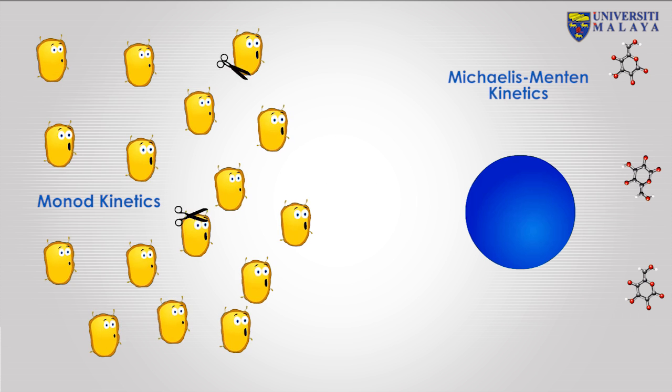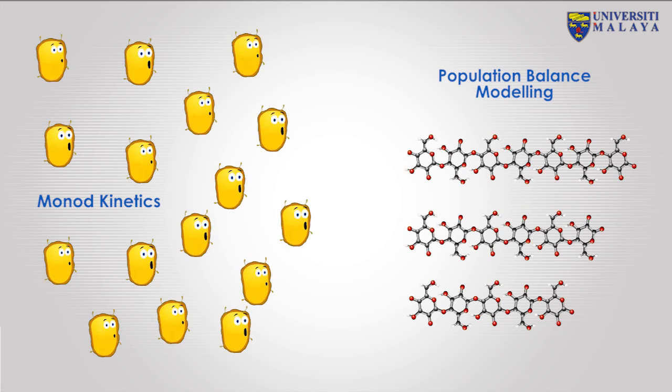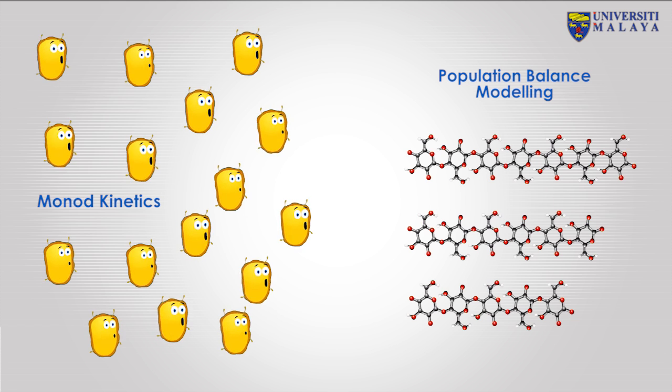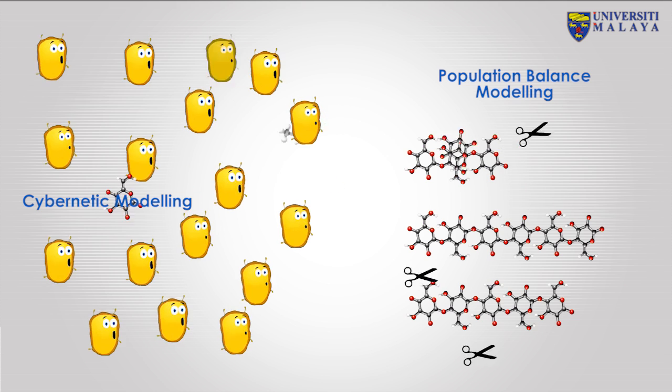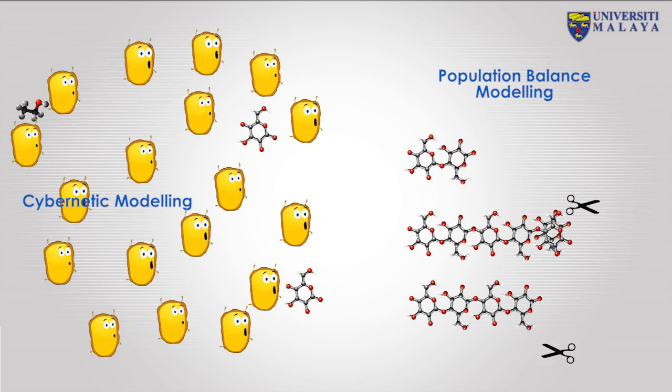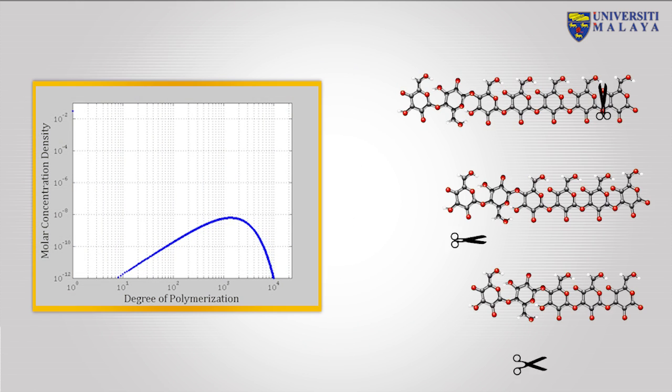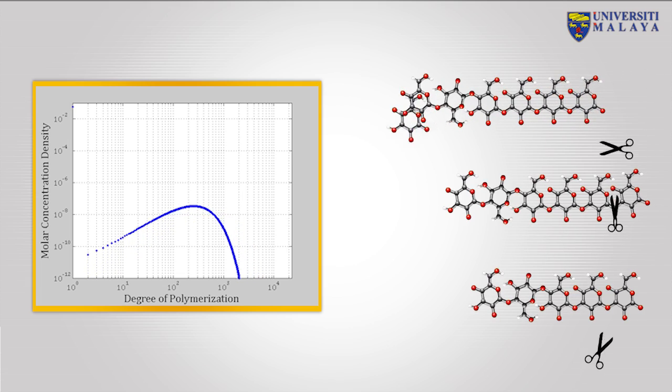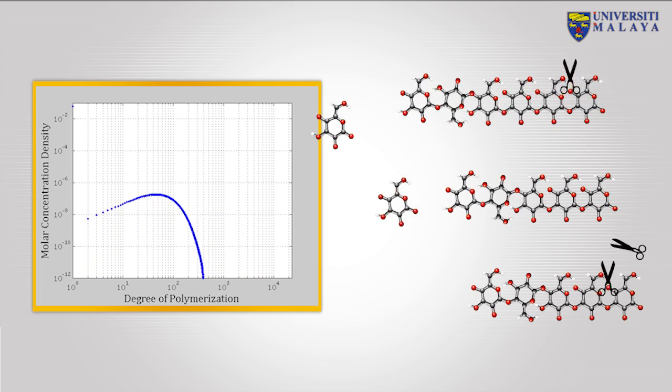Because of these limitations in the traditional methods, instead of the Michaelis-Menten kinetics and the Monod kinetics, we use the population balance modeling to capture the enzymatic scission and the cybernetic modeling to capture the regulatory nature of the microbes. The core of our paper is therefore to establish the general framework for interlinking the population balance component and the cybernetic component. Using the population balance approach, the temporal evolution of the entire polymer distribution can be captured.